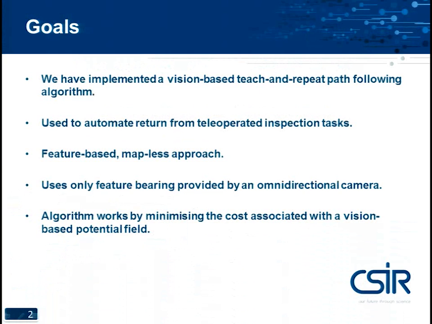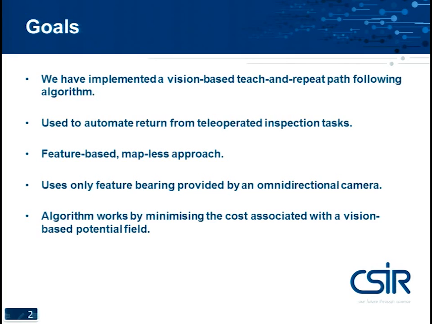By driving the robot in to do the inspection task, the operator has already solved the hard problem of navigating in a potentially unknown environment. So if we can re-exploit this path to get the robot back out, we're in a good position. Our algorithm is feature-based and a mapless approach, and it uses only feature bearing provided by an omnidirectional camera, so we are constrained to a 2D manifold.